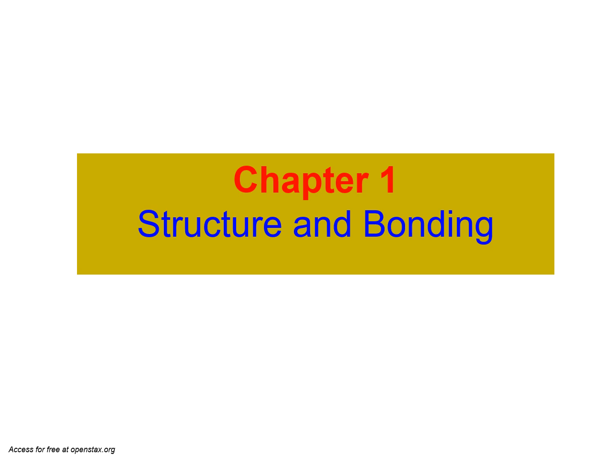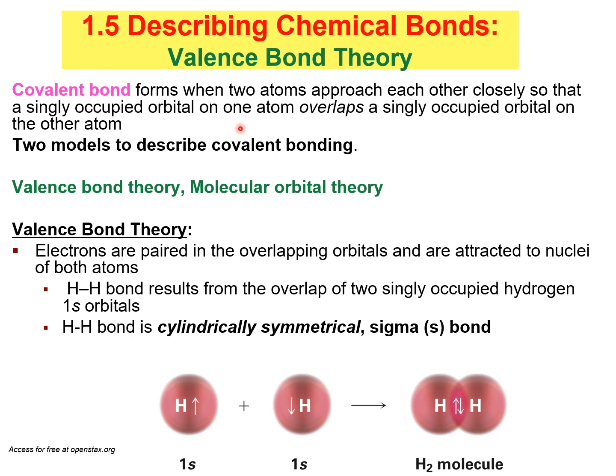Okay, so now we can continue talking about chapter 1, structure and bonding. The next topic we are going to cover is describing chemical bonds: valence bond theory. So now that we know that electrons occupy regions of space called orbitals, we can have a deeper understanding of how covalent bonds are formed.